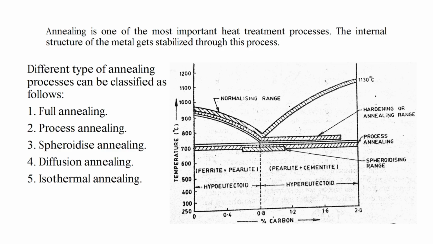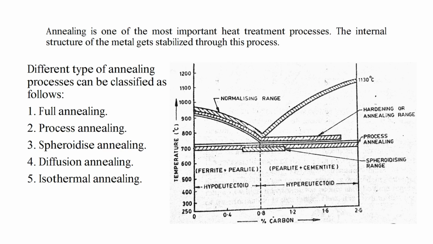Annealing is one of the most important heat treatment processes. The internal structure of the metal gets stabilized through this process. Different types of annealing processes can be classified as follows. 1. Full annealing. 2. Process annealing. 3. Spheroidized annealing.